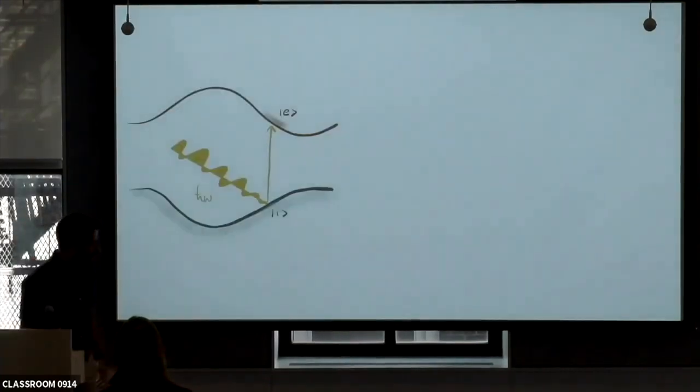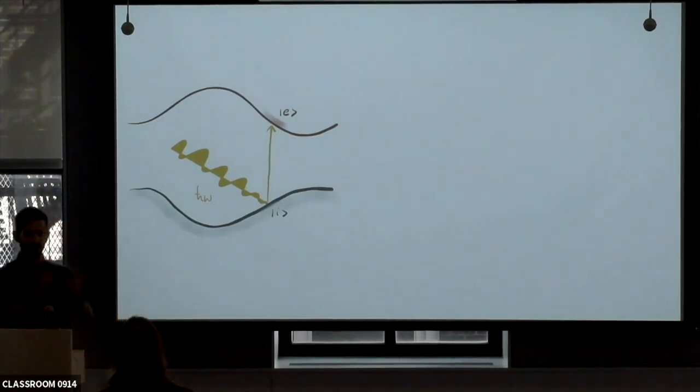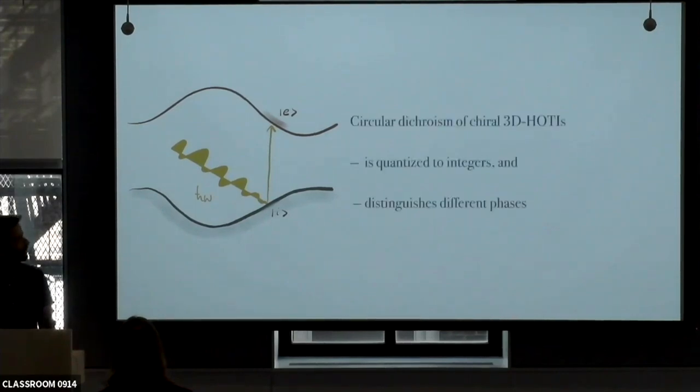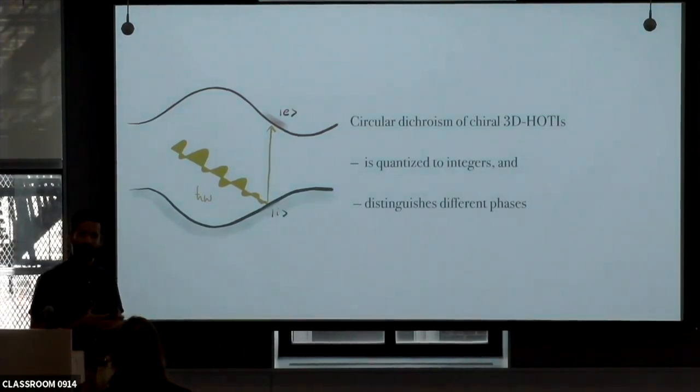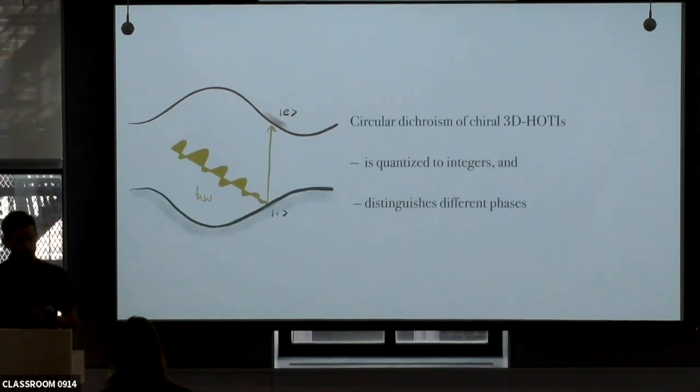So, my setup is always going to be shine light, absorb, and look for some optical response. And my punchline is already here. Circular dichroism is going to make you be able to distinguish different types of chiral higher order topological phases, and it's going to be actually quantized to integers. So I'll explain briefly what higher order TIs are, although the helical version of the models I've been using have already been discussed. And I'll also explain what I mean by circular dichroism.